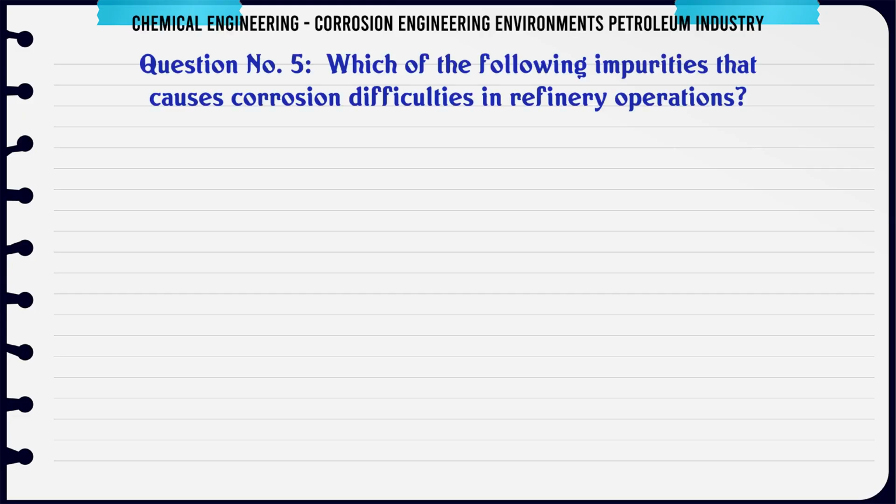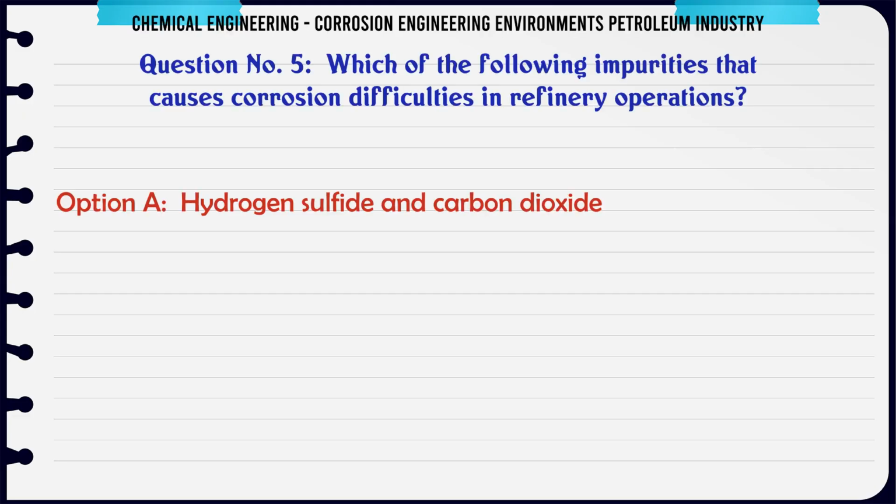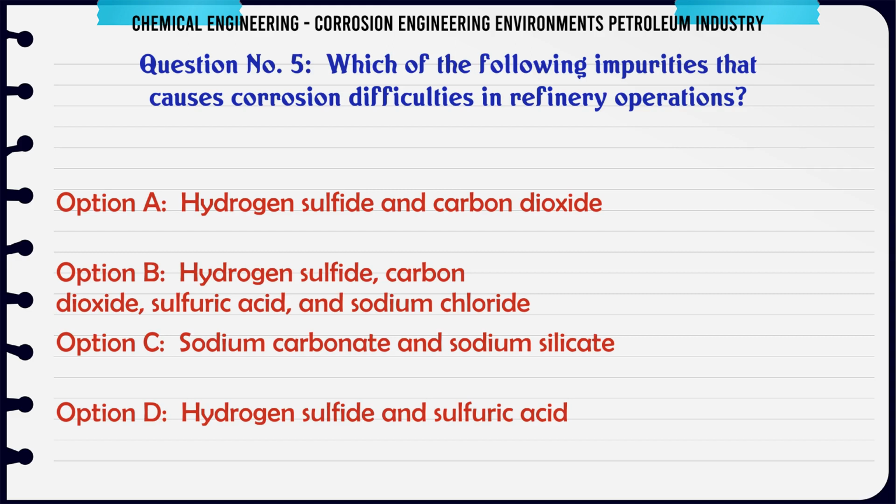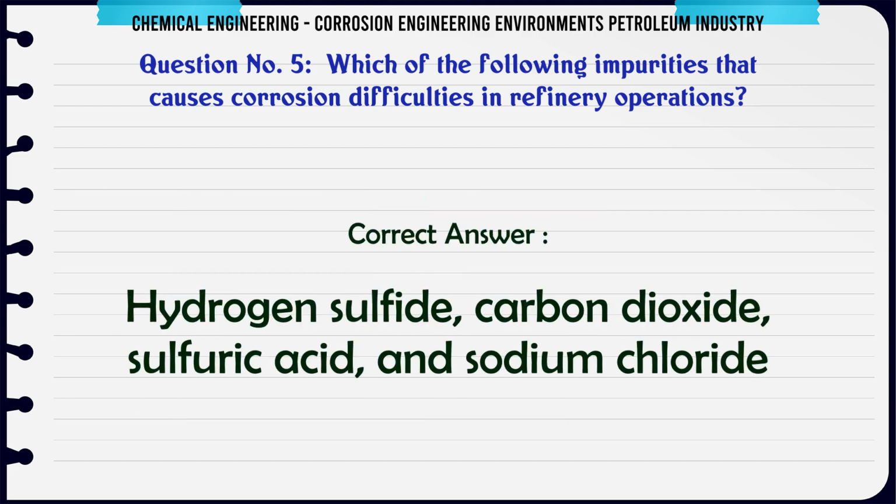Which of the following impurities that causes corrosion difficulties in refinery operations? A. Hydrogen sulfide and carbon dioxide. B. Hydrogen sulfide, carbon dioxide, sulfuric acid and sodium chloride. C. Sodium carbonate and sodium silicate. D. Hydrogen sulfide and sulfuric acid. The correct answer is hydrogen sulfide, carbon dioxide, sulfuric acid and sodium chloride.